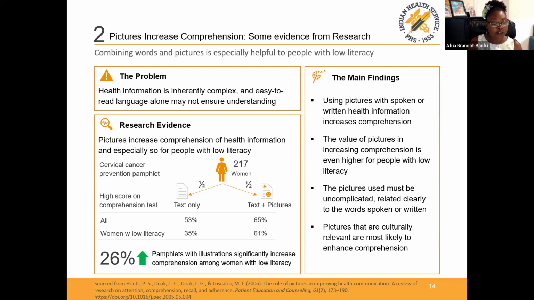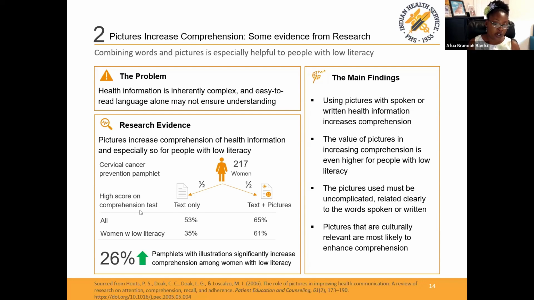Again, randomly, half of them got the same pamphlet, but with text only. The other half got the pamphlet, but with text and pictures. A high score on the comprehension test was being able to answer 7 out of 8 questions right. So across the full group, 53% who got the text only got 7 or more questions right.